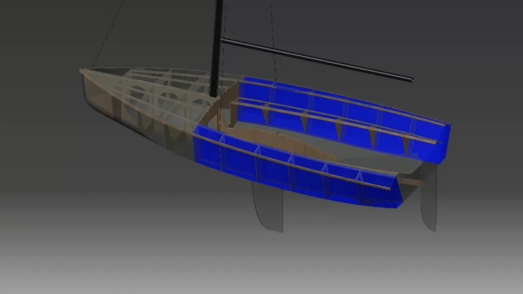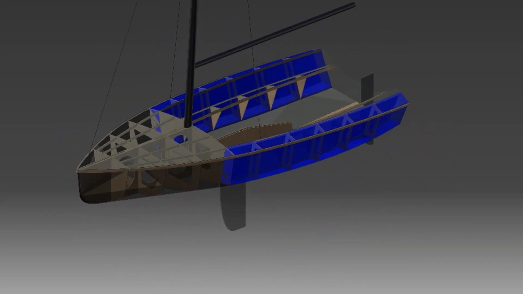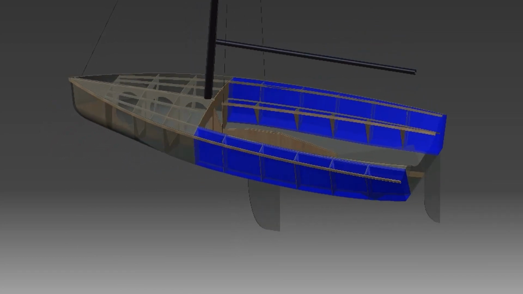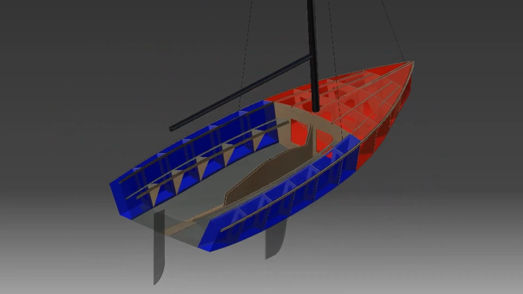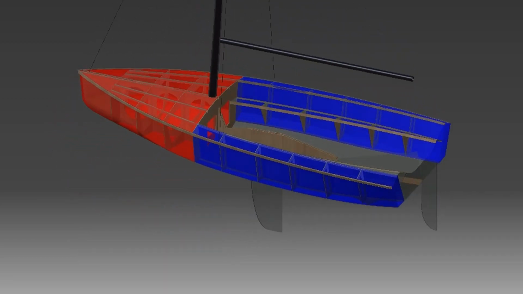I therefore designed these blue side tanks, which have a volume of 183 liters each. With the hatches of the main bulkhead closed, this boat has a floating volume of more than 1,000 liters.